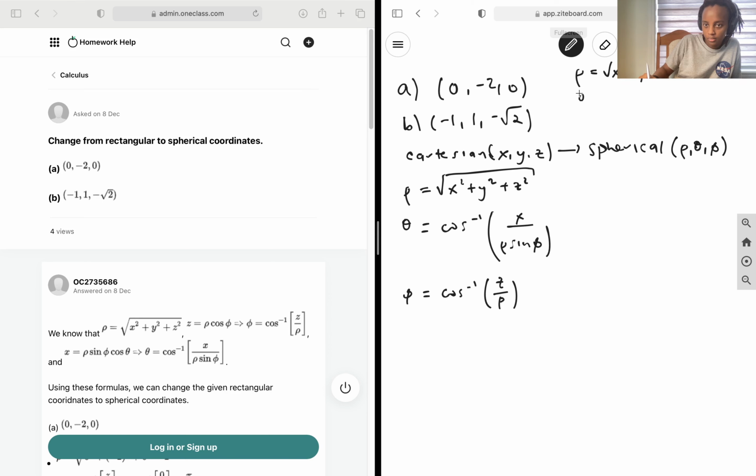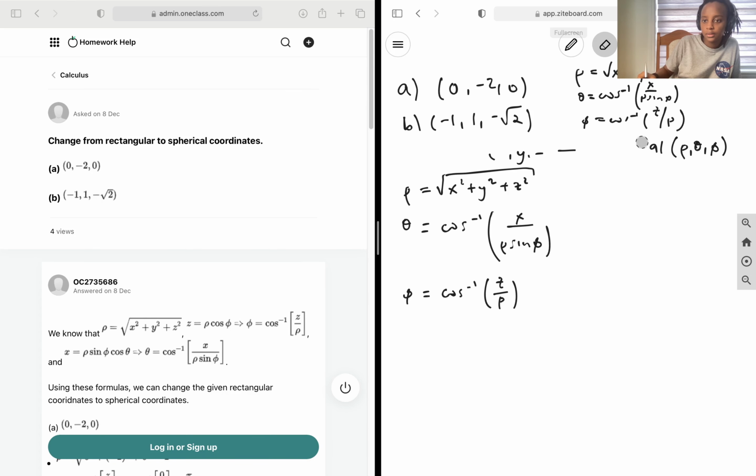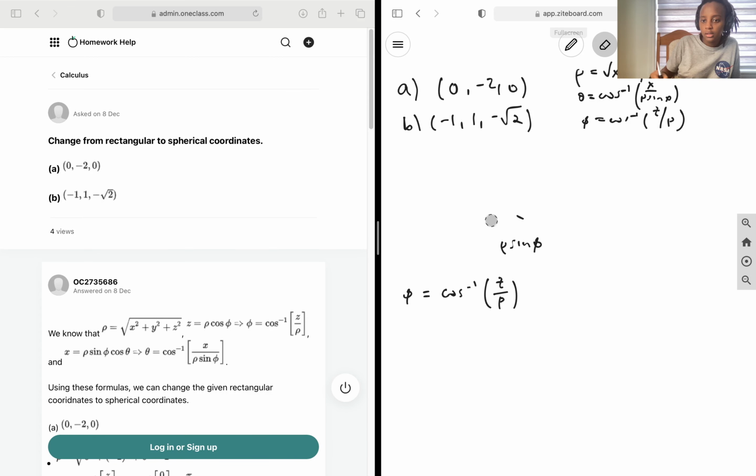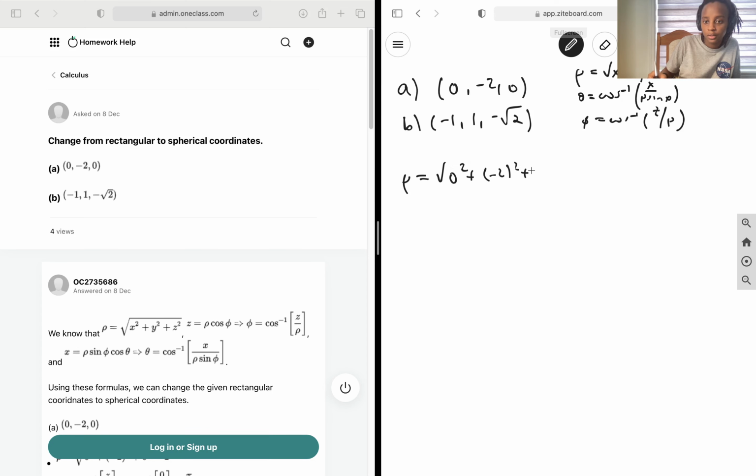Let's write that here for you. Theta, and phi is the inverse cos of z over rho. Just so we can clear this down here. And let's start with a, of course. Our rho would be equal to the root of 0 squared plus negative 2 squared plus 0 squared. Negative 2 squared is just 4, so that's root 4, which means that this is equal to 2.